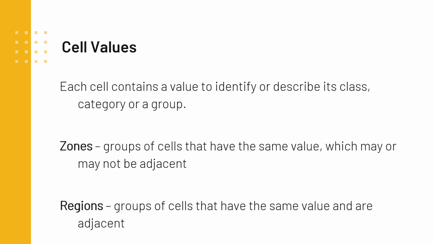Regions, on the other hand, are groups of cells that have the same value again, but they must be adjacent. So regions tend to be used if you need to find flow or movement. These cells need to be connected in some way to move along or through them from one area to another.